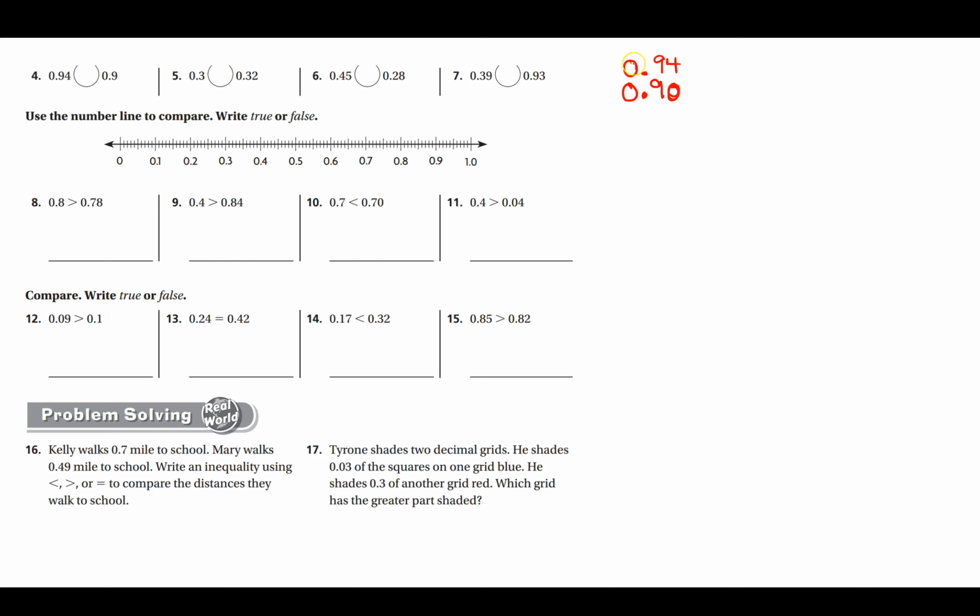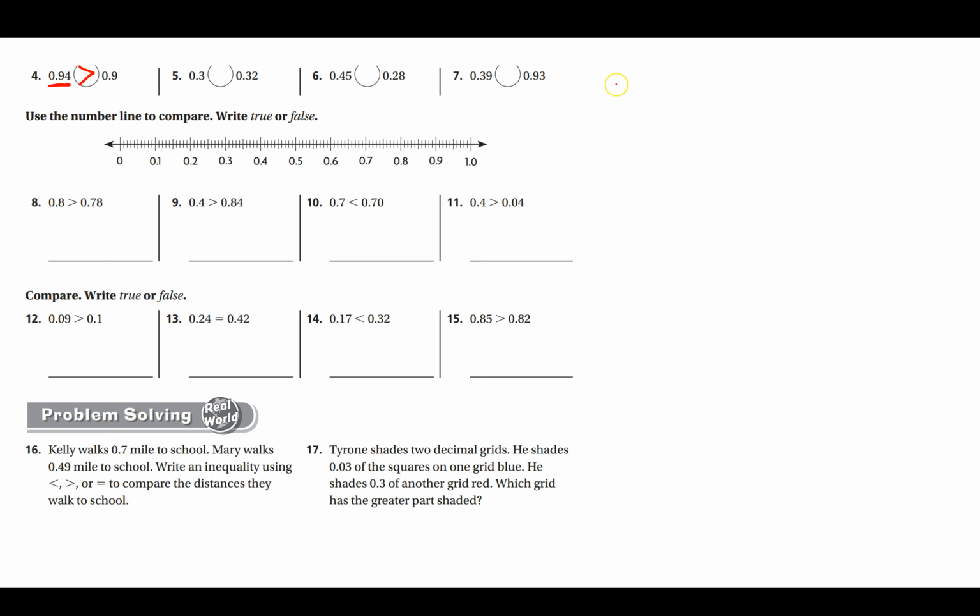First I start in the ones place. So 0, 0, those are tied, so I keep going. Then go to the tenths place. 9 and 9, those two are tied. So I go to the hundredths place, where 4 is bigger than 0. So the number that had the 4 in the hundredths place, 94 hundredths, is greater than 9 tenths. Okay, so I will do one more. Let's do number 5, and then I'm going to move down to the bottom.